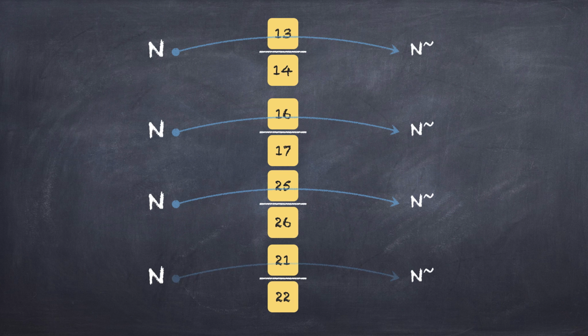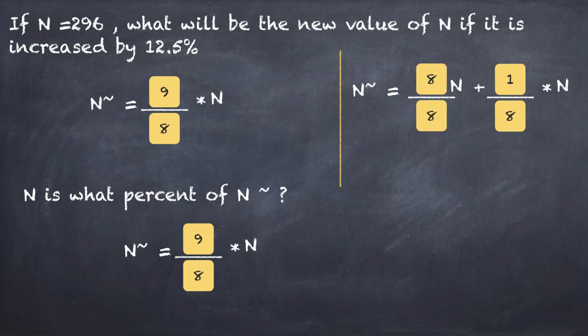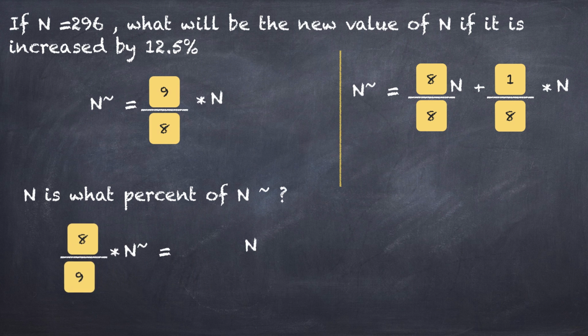Okay, so hope you were able to make sense of that. Let's move forward and add some extra information to this kind of working. Let's say the number n is increased by 12.5%, but there is an added question this time: n is what percent of n dash? If I know that n dash is 12.5% more than n, n is what percent of n dash? I already have that n dash is equal to 9 by 8 of n. All I have to do is flip the multiplying factor, or find the reciprocal of it, or cross multiply on both sides, and I'll get this form. So I'll get n is 8 by 9 of n dash.